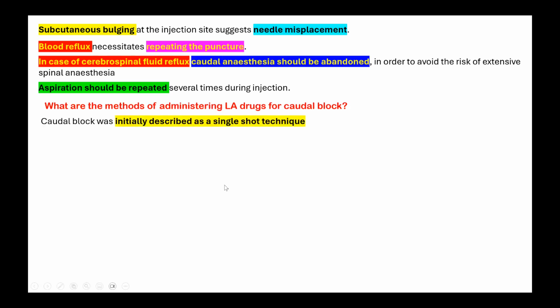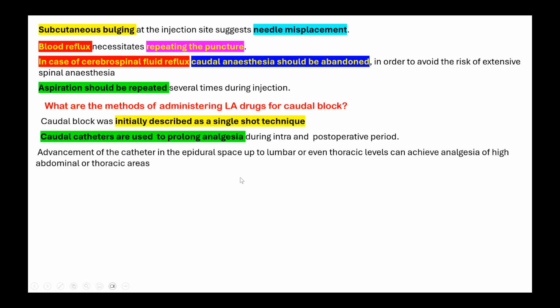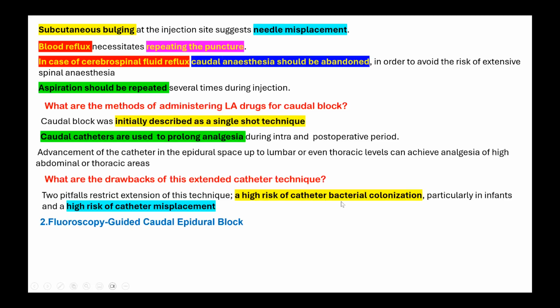And what are all the methods of administration? It can be a single shot technique, or you can pass a caudal catheter to prolong the analgesia. What are the drawbacks of an external catheter? Risk of catheter bacterial infection because it is close to the perineum, or the catheter can get displaced. So that was the blind anatomical technique.